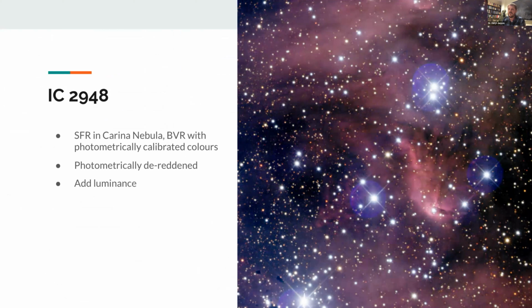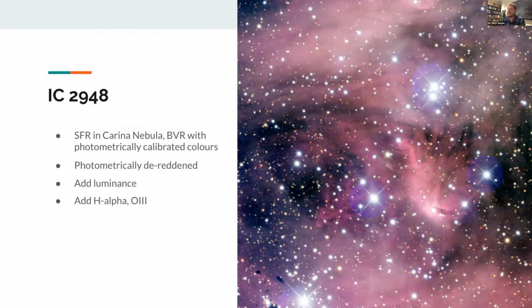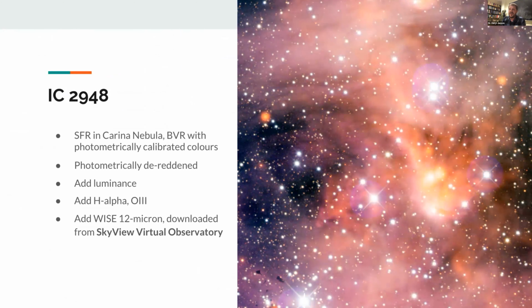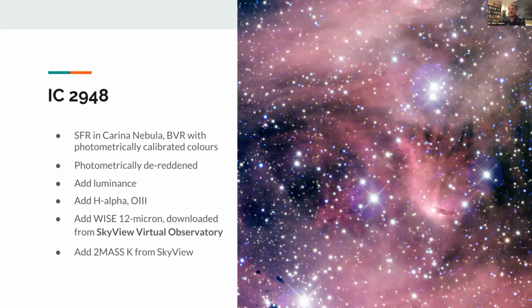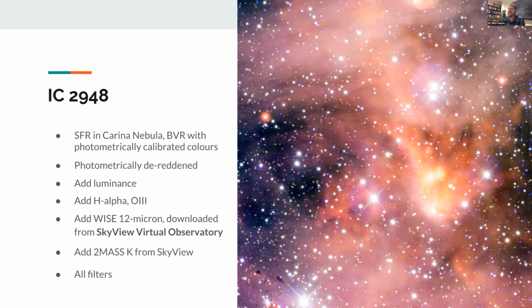There are also tools in Afterglow for adding in luminance to a luminance layer to make the colors more vibrant. Add in some narrow band H alpha and O3, so we can add in several layers, and we can even pull in catalog data like WISE 12 micron here that I downloaded from the SkyView Virtual Observatory, or the 2MASS K-band from SkyView as well, or put all of them together and get an image like this that shows the warm dust in this star forming region, as well as all of the stars.